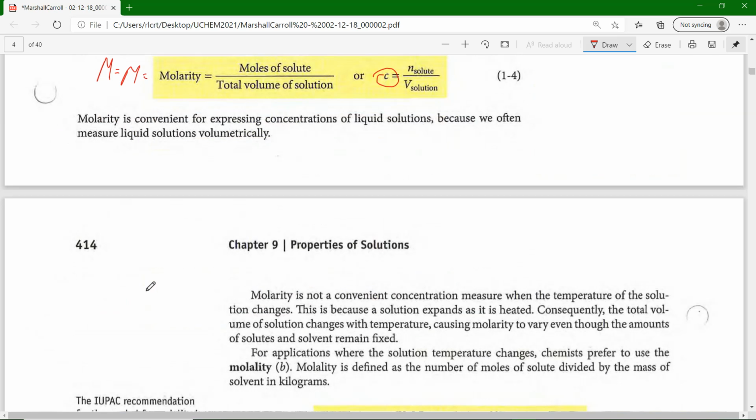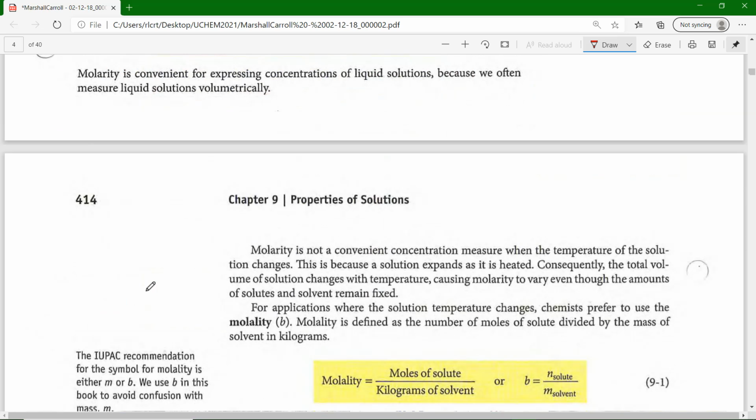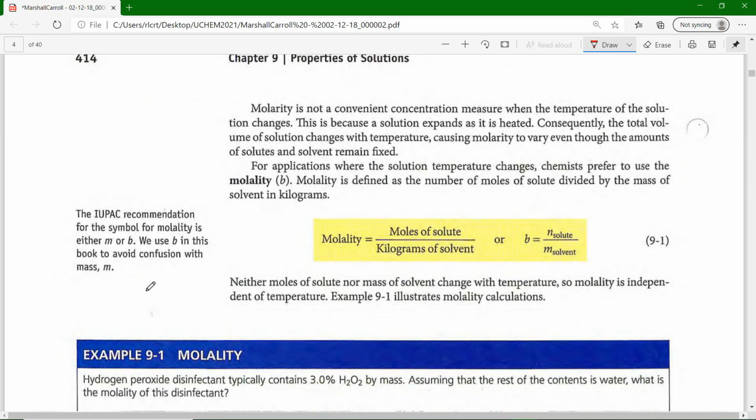And it's convenient because we're often measuring liquids by their volumes. But again, if the temperature is different, then it's not so good because, for example, let's have a volumetric flask, and here's what's called the meniscus. Okay, so if the temperature increases, then the meniscus is going to go to a different place, and you might end up diluting things.